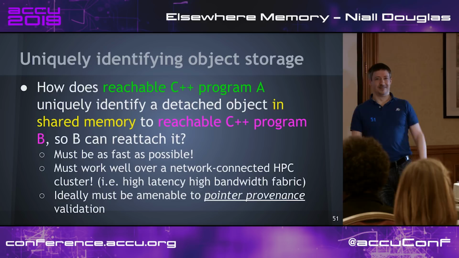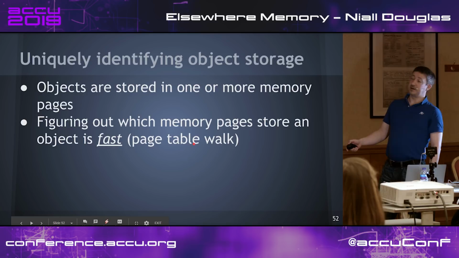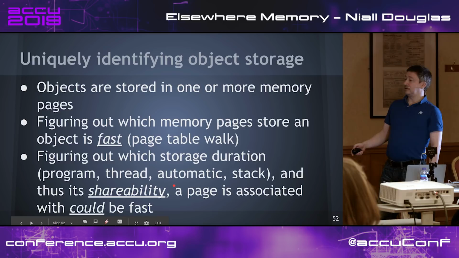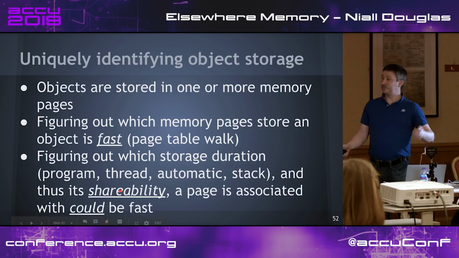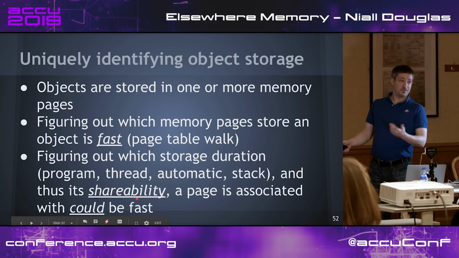So it's very fast to figure out what memory pages an object belongs to, because you just do a page table walk, same as the CPU already does on your behalf. I have written on many occasions throughout my career a routine that figures out where an object is stored. So you hand a pointer to a routine, and it'll come back and tell you, this belongs to the program, belongs to a thread, it's automatic duration, stored in the stack, and that way you have some idea of its shareability. It could be very, very fast if the operating system helped you out.